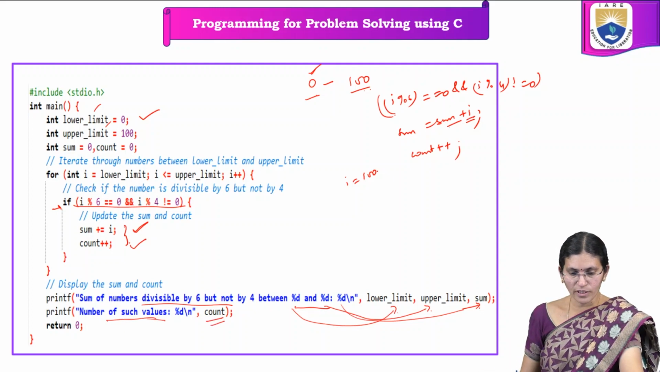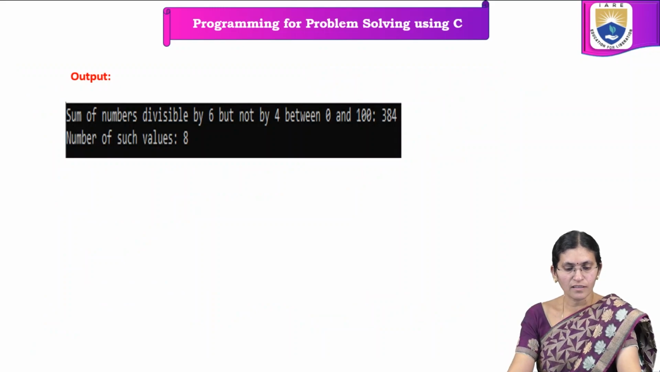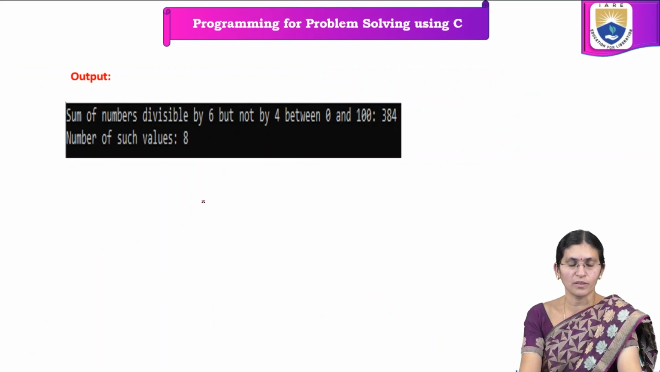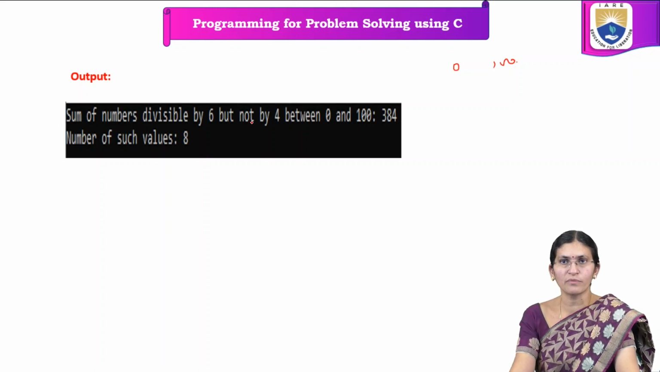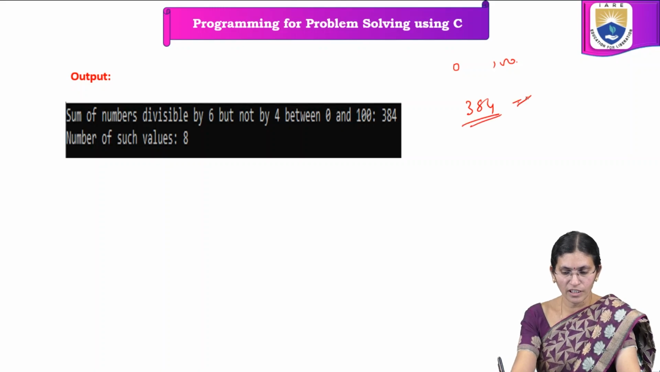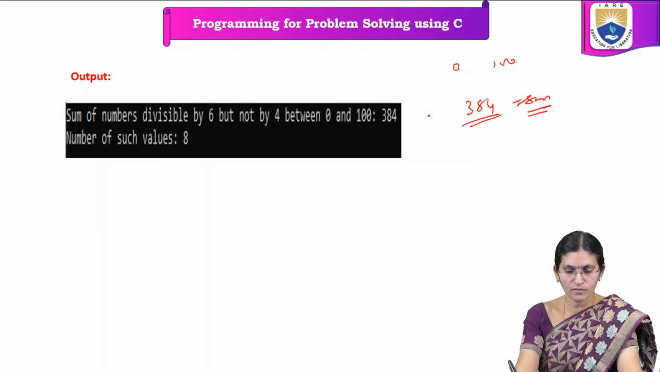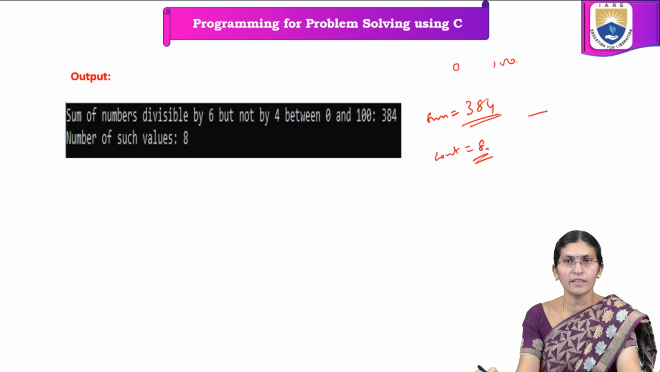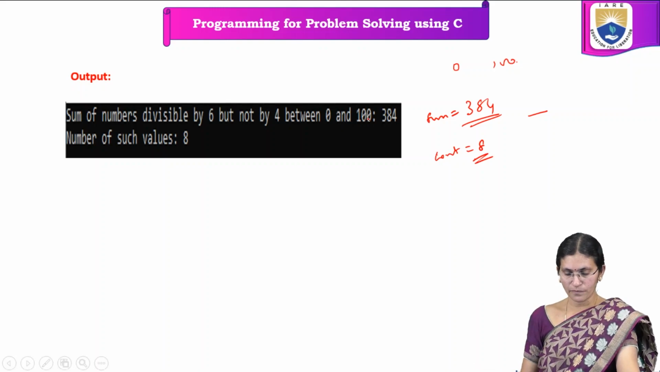Now if we run this program, this is the output of this program. The lower limit is 0 and upper limit is 100. So we can see that the sum of numbers divisible by 6 but not by 4 between 0 and 100 is 384. So sum is 384 and the count is 8. So there are 8 numbers between 0 and 100 which satisfy the given condition.